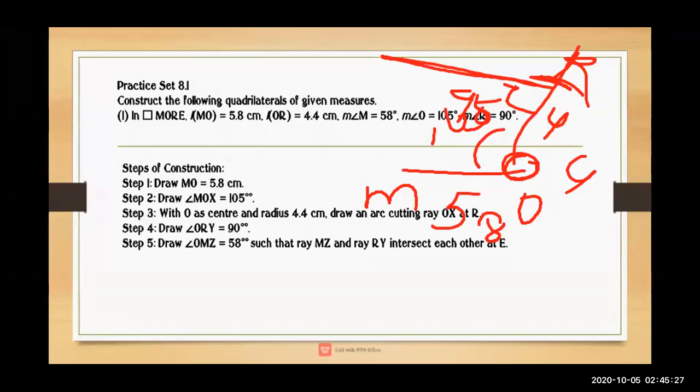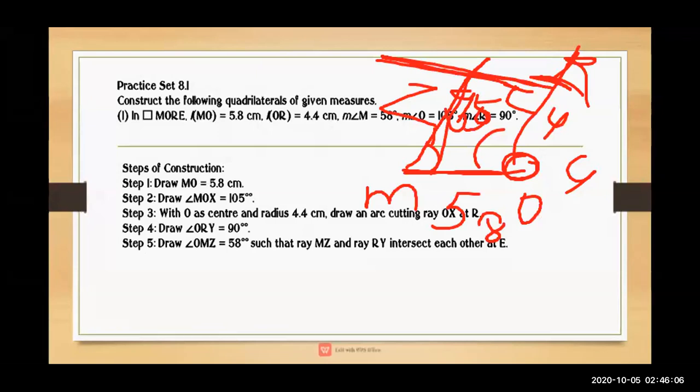Then next you have to draw an angle OMZ. OMZ means this is O, this is M, and here you will take a Z. It is how many degrees? It is 58 degrees. You will put a point here and construct an angle of 58 degrees. Then this will make a quadrilateral where MZ and RY intersect each other. Directly they will intersect and show you a quadrilateral.